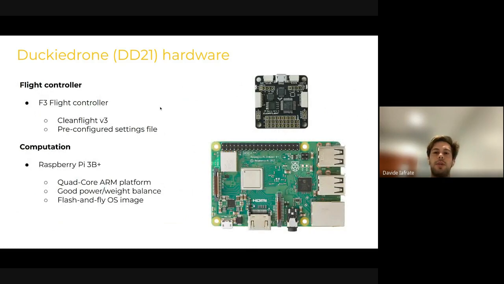For the flight controller, we chose an F3 flight controller using Cleanflight V3. And we provide a pre-configured settings file to restore on the flight controller to make it compatible with the software we use. And for the main computation unit, we employ a Raspberry Pi 3B Plus, which has a quad-core ARM platform and is a good fit for the power-weight balance that we need on the drone. For this, we provide a flash-and-fly OS image that is ready to be flashed and to connect with the laptop and fly the drone.